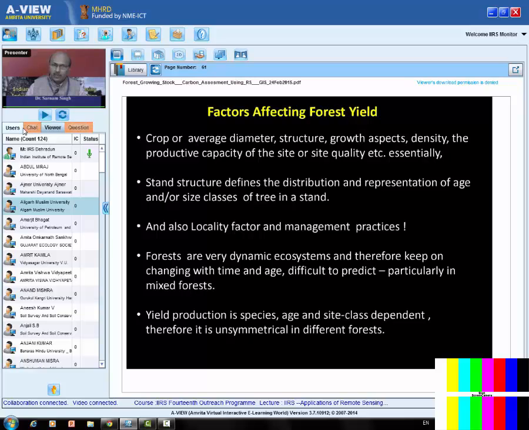There are different kinds of factors which affect the yield. I will just be touching upon them here and there. One is the crop and average diameter, which is very important. Structure of the forest. Growing aspects, what are the different aspects of growth and growing conditions available there. What is the density of the forest? What is the productive capacity of the forest, that site, or what we call site quality. These are essentially the factors which affect the site, which are affecting the growth of the plants, and then of course the yield of it. It will depend upon many factors, such as size, class, distribution, and also the locality factors.